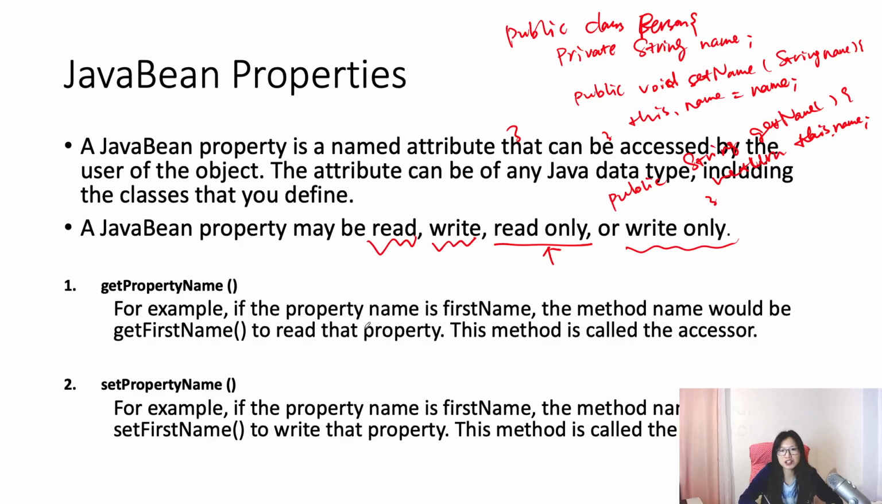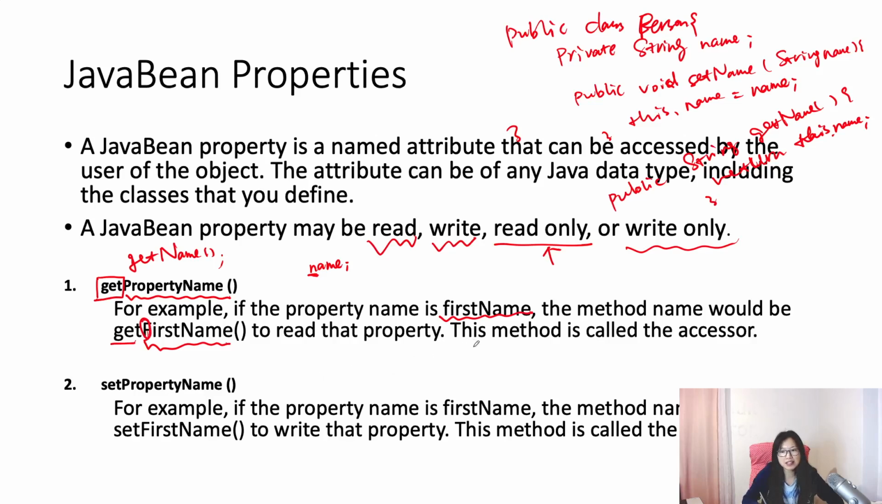And by convention, the setter and getter for the properties usually start with get. It's a getter, followed by the property name. Here, name is our property, and the first letter is capitalized. So the getter for our example is getName. Here is another example. Suppose your property name is firstName, the method would be get followed by the property name, but with the first letter capitalized.